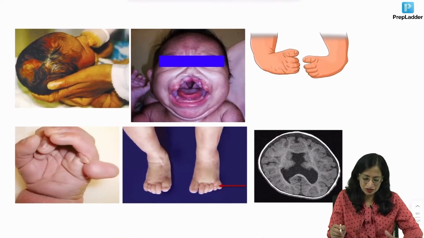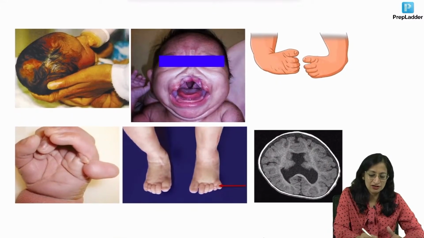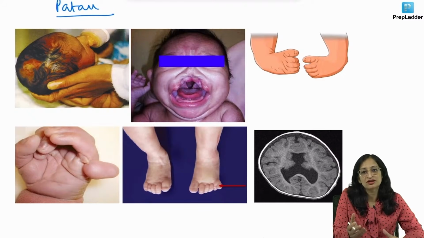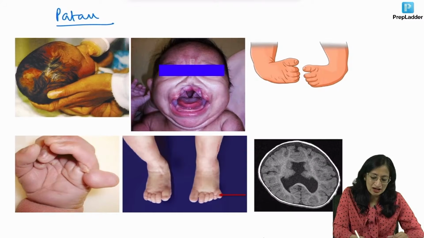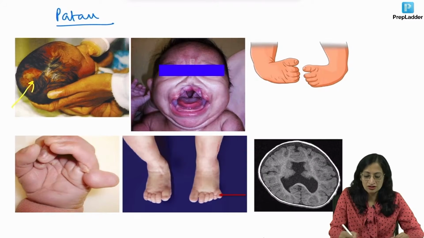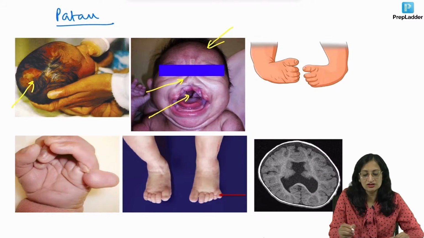So, these are the features that you get in trisomy 13 or Patau syndrome. Patau syndrome is a very dreadful kind of disorder, almost usually fatal. So, you can see scalp defects which are called cutis aplasia. You can see that there is holoprosencephaly underlying in this patient. So, you can find cleft lip, cleft palate. Sometimes there will be a single nose in the form of a proboscis.